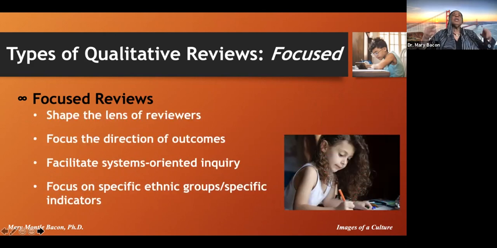And in focus reviews, the goal is that before they begin the file review, we want to shape the lens of those people who are reviewing those files and focus them in the direction of the outcomes that we would like to have as a result. Again, it facilitates you doing that systems-oriented inquiry as opposed to just looking at student dysfunction. And if in fact you are looking at ethnic groups and specific indicators as required by CSACE, you can ensure that you force them to look at the file from that perspective as well.